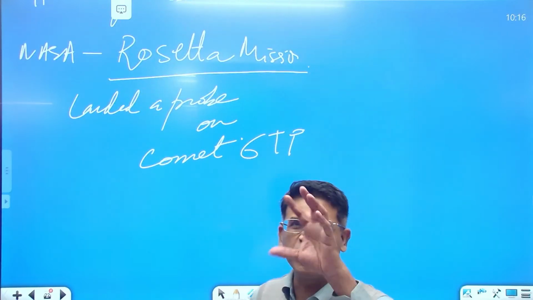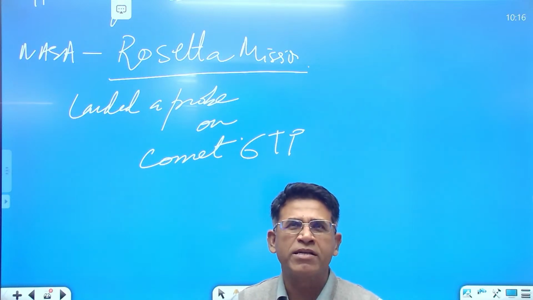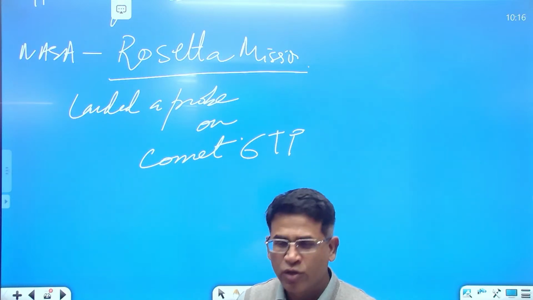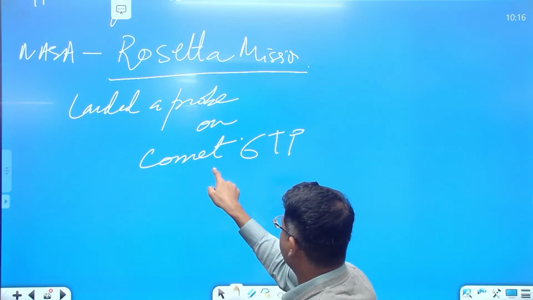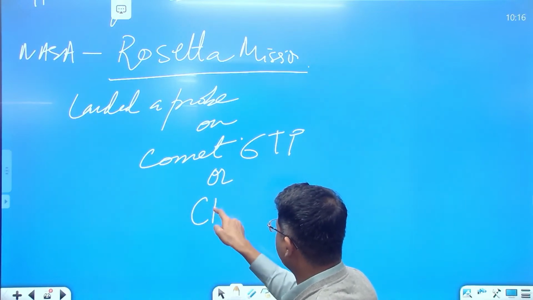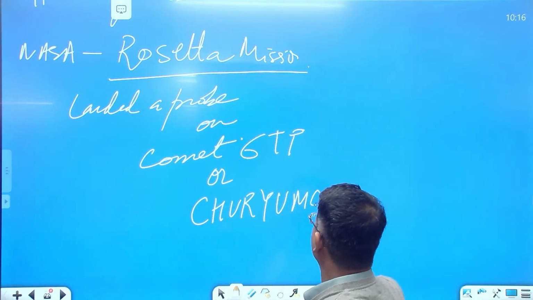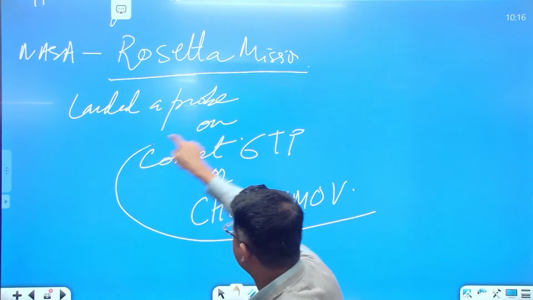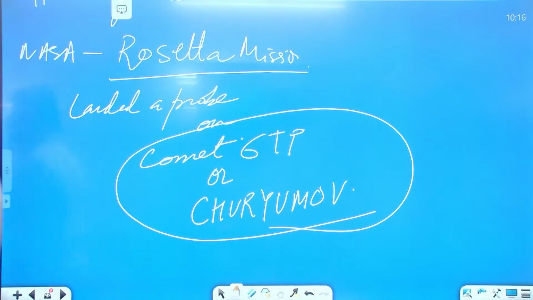You landed a machine on the comet. It's like landing on the moon. We have done that. Comet 6TP is also called Churyumov, another name of the same comet. It landed a probe on Comet 6TP, also called the Churyumov comet.